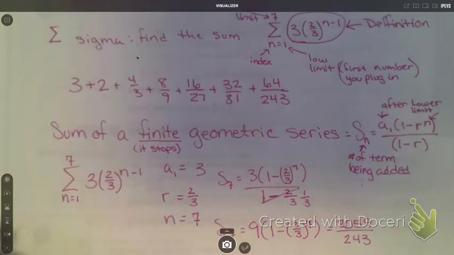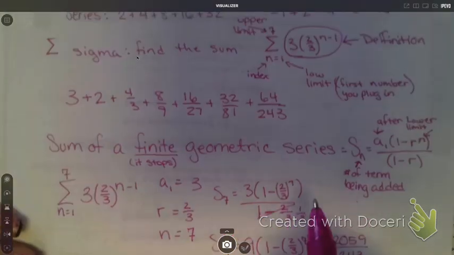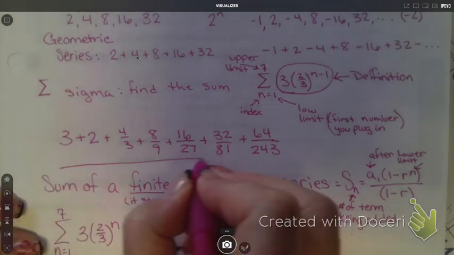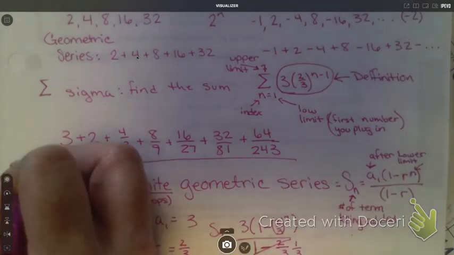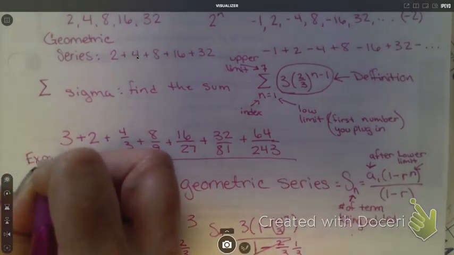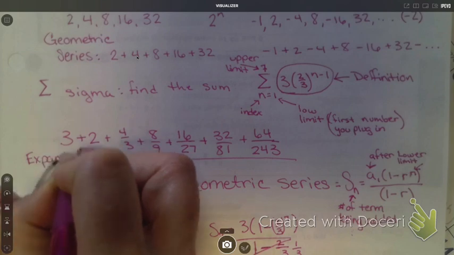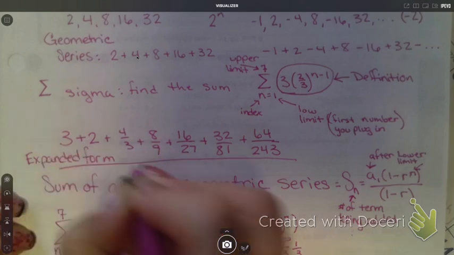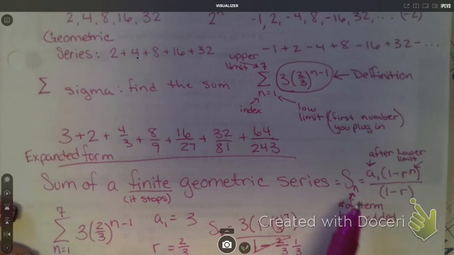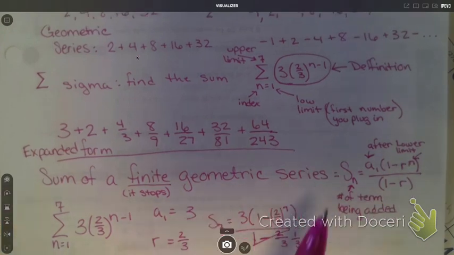Okay, so it may ask you to write it in expanded form. Guess what this is? Expanded form. And it may say use the formula and verify by adding, only if it's not ridiculous, okay?